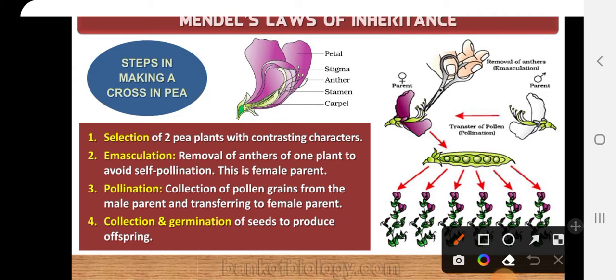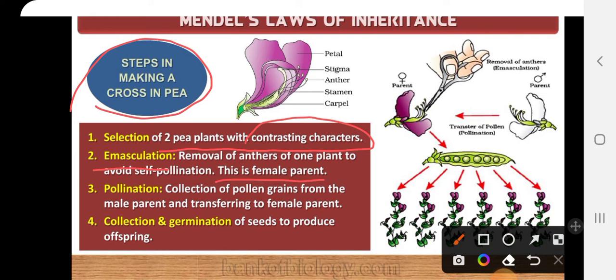So, steps in making a cross in a pea. Now when we are talking about cross, we are talking about the mating, pollination. So he selected two plants with contrasting characters. Contrasting means different characters. Emasculation means the removal of the anther of one plant to avoid self pollination. So this is a female parent.